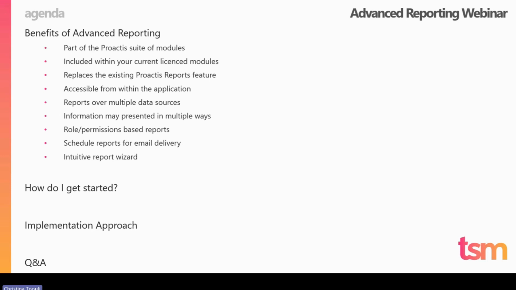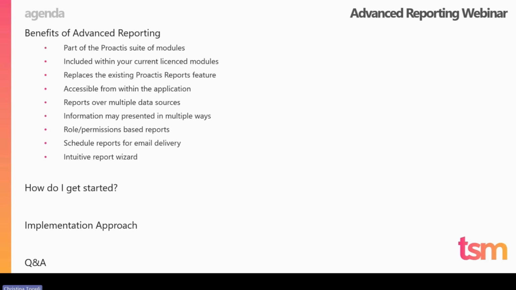It reports over multiple data sources. You're not just restricted to reporting over the Proactis database. You can report over third-party databases as well. So if you wanted to combine data from your finance system and Proactis, you can quite easily do so. It's not just limited to P2P as well. It does report over source to contract as well. So you can combine information into a single report if you want to do that.